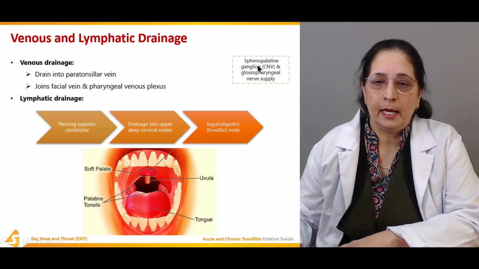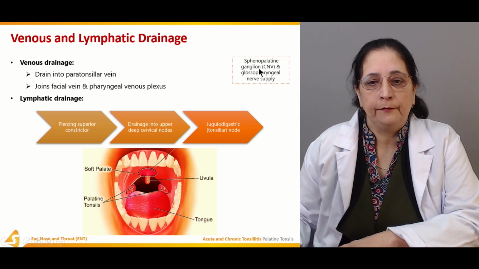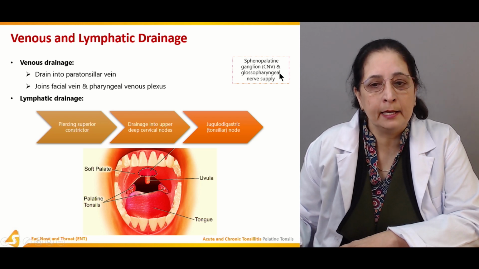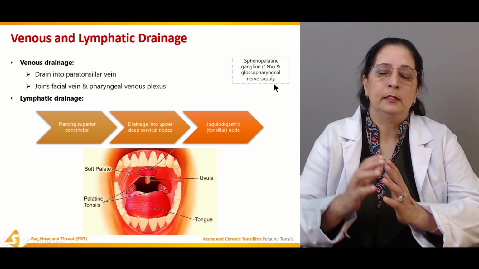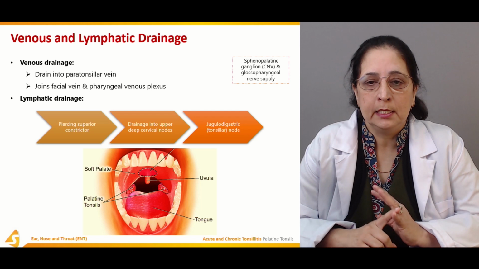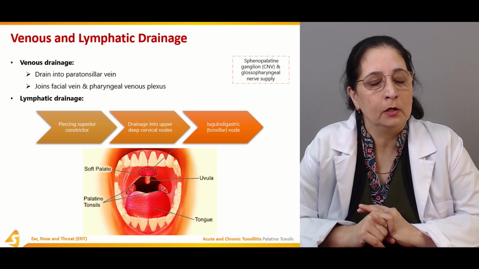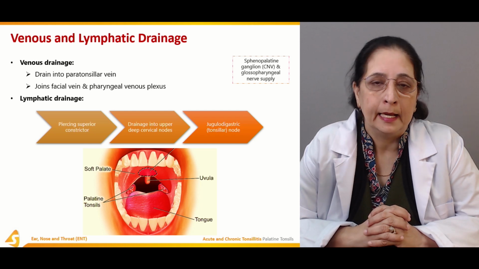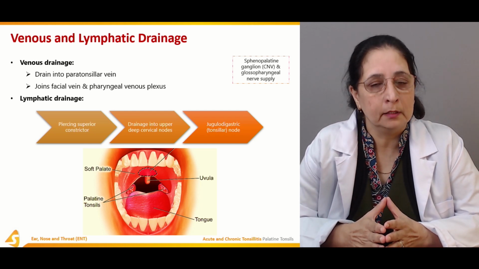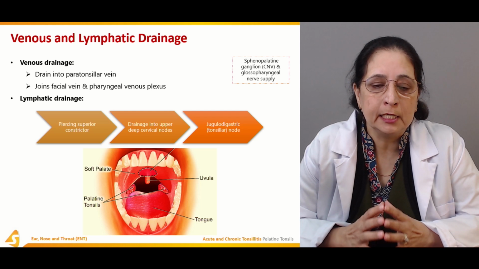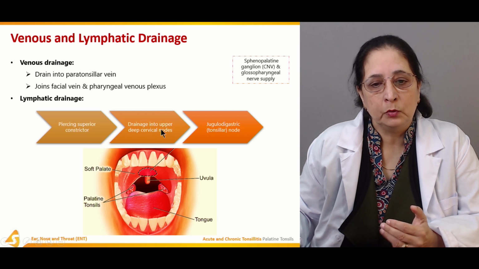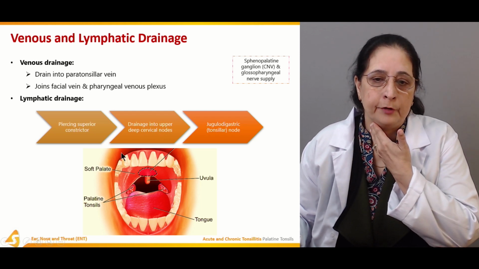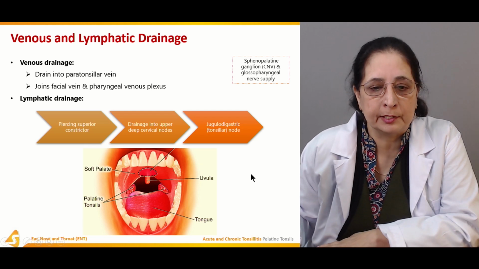The nerve supply to the tonsil is by the sphenopalatine ganglion, which is from cranial nerve 5, and the glossopharyngeal nerve. So these are the nerve supply, through the sphenopalatine ganglion from cranial nerve 5, and then the glossopharyngeal nerve. And the lymphatic drainage, after piercing the superior constrictor, goes to the upper cervical lymph nodes and also the jugulodigastric nodes.